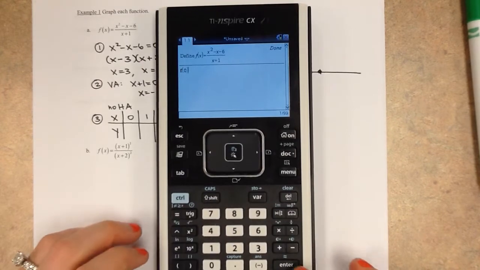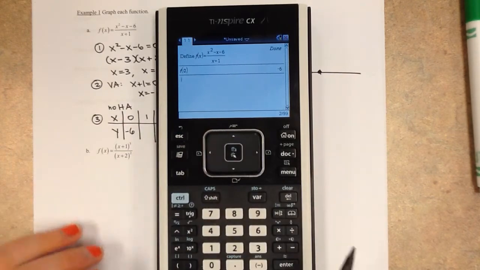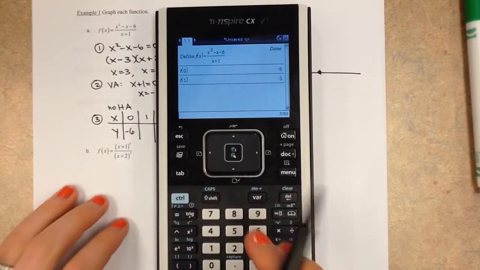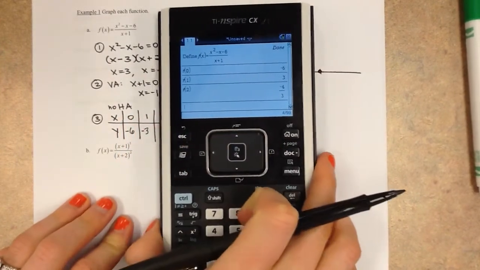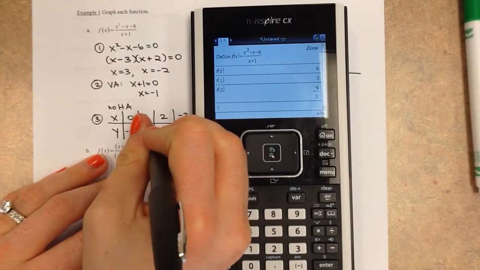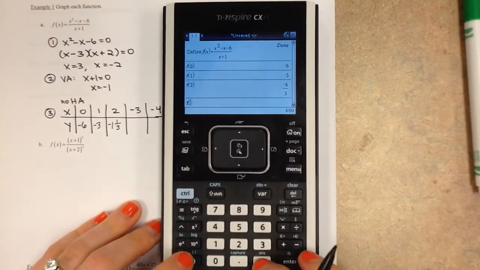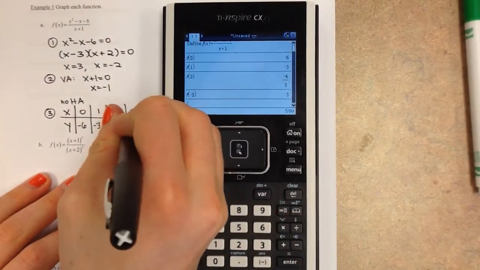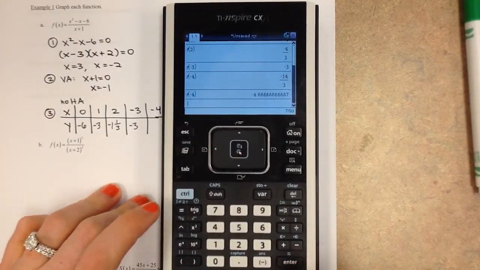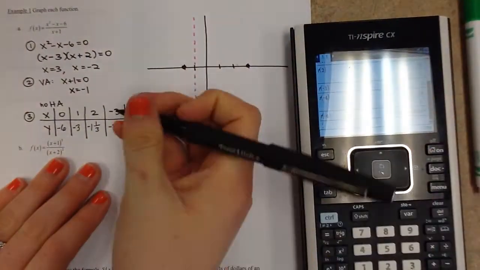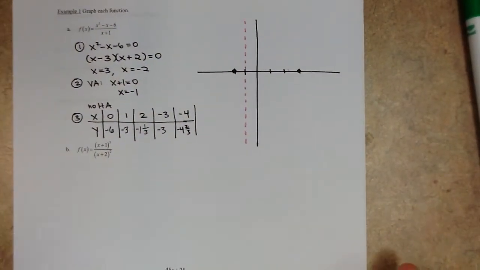So f of 0 gives me negative 6. F of 1 gives me negative 3. F of 2 gives me negative 4/3, which is negative 1 1/3. Now we're going off to the other side, negative 3. So f of negative 3 is negative 3. And f of negative 4 is negative 14/3, aka negative 4 2/3. Okay, so let's see if this gives us a good enough picture. If it doesn't, we'll just plug in some more points.